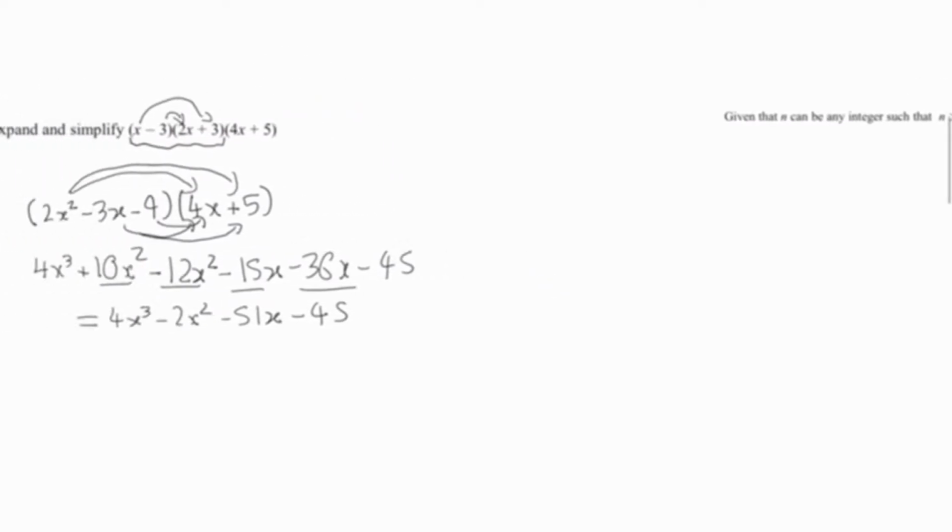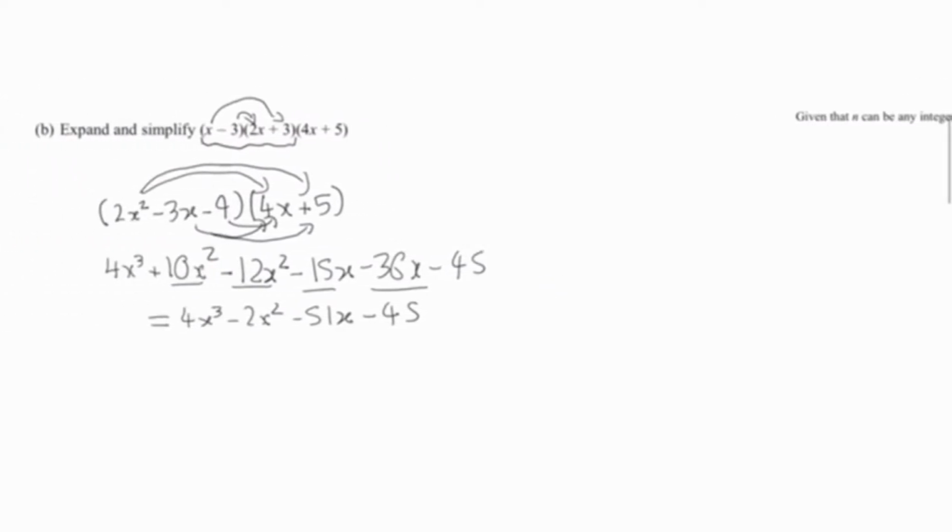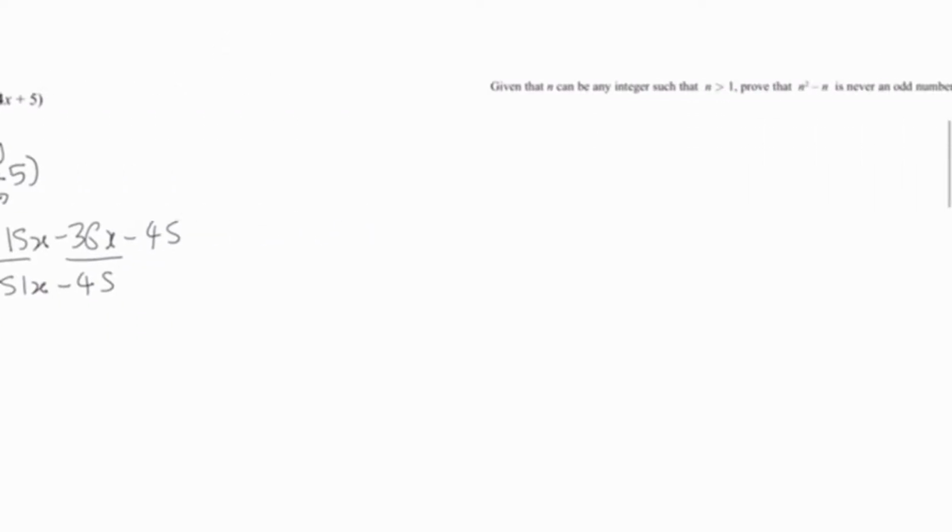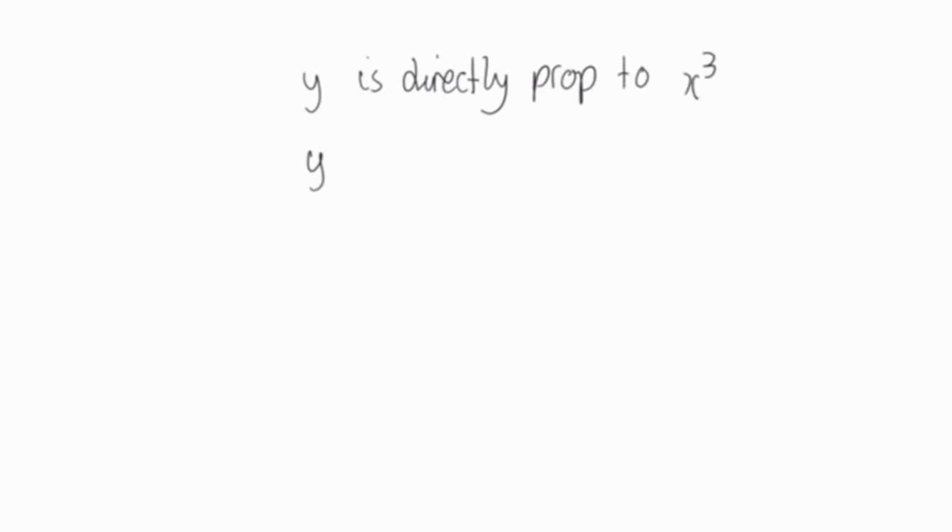So let's move on from that. Next, what we have is proportion questions. If I write down the question quickly: y is directly proportional to x cubed, and we're told that y equals 17 when x equals 4, and we want to find an equation linking x and y.